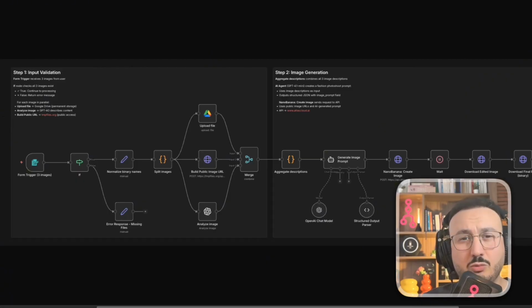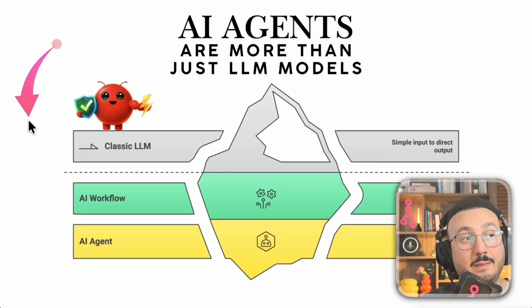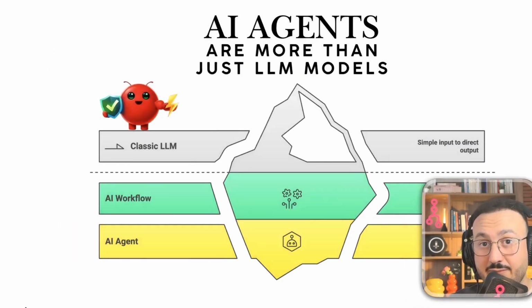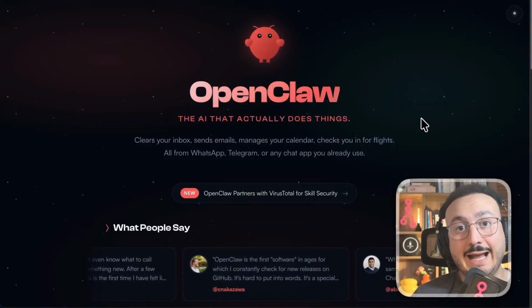Now, we're going to move on to something even more interesting. This is what we call AI agents. AI agents are another layer, a more important layer, because here we're talking about what are called autonomous decisions. So now let's talk about the AI agent.